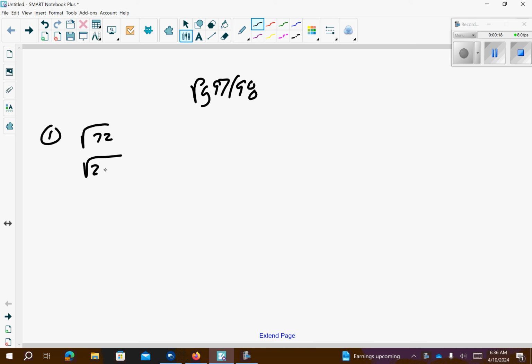That's going to break down to 2 times 36. 36 is a perfect square, so I get 6 root 2.